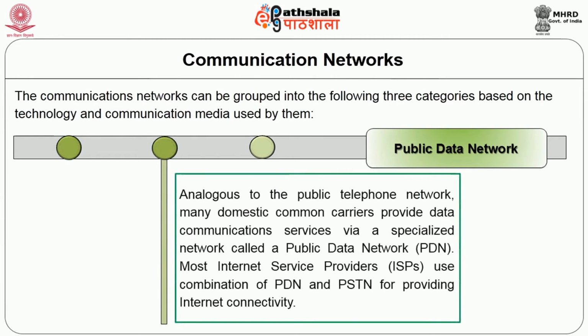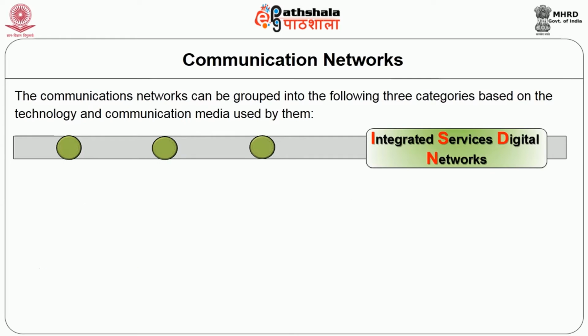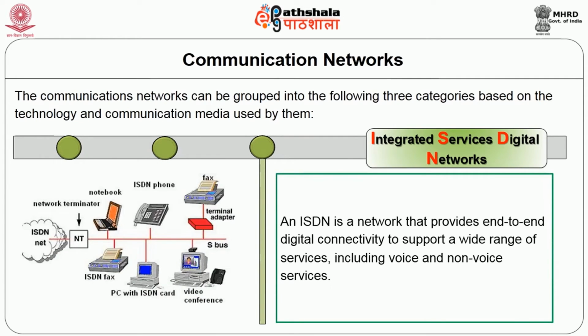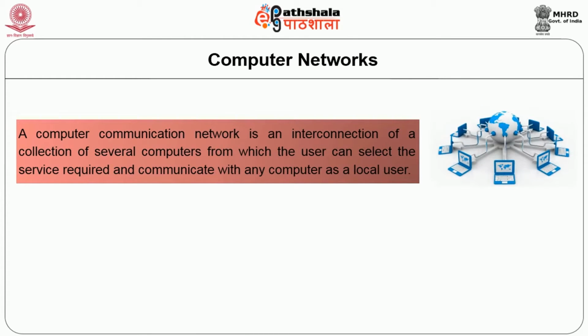The other one is public data networks. Analogous to the public telephone network, many domestic common carriers provide data communication services via a specialized network called Public Data Network, PDN. Most internet service providers use a combination of PDN and PSTN for providing internet connectivity. Integrated Services Digital Networks: ISDN is a network that provides end-to-end digital connectivity to support a wide range of services including voice and non-voice services. Computer networking can be defined as a group of interconnected systems sharing resources and interacting using a shared communication link.